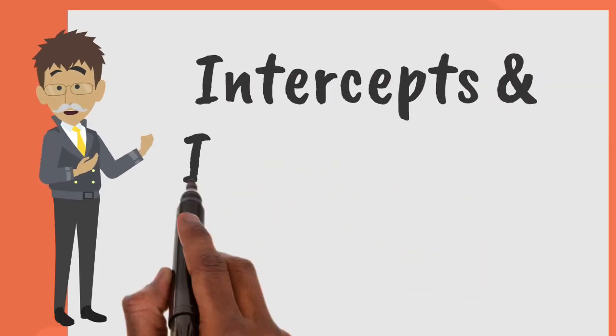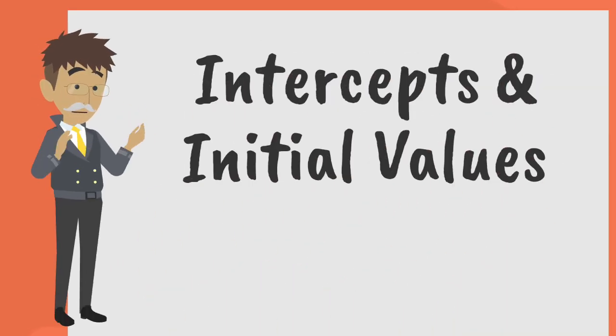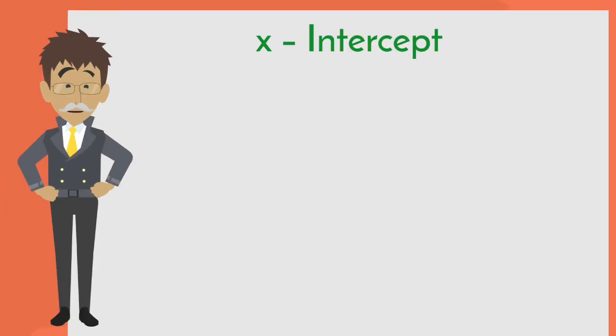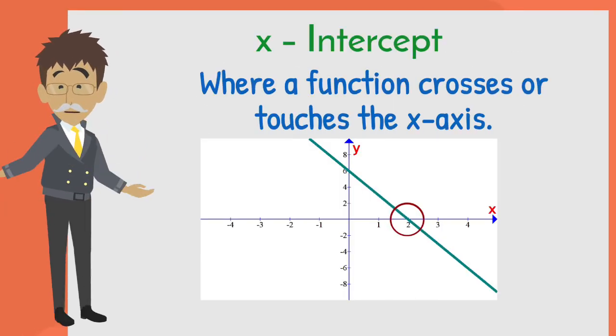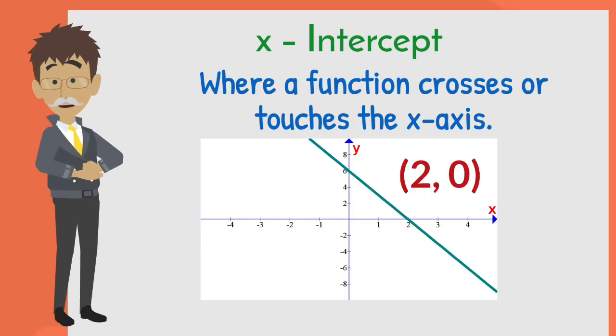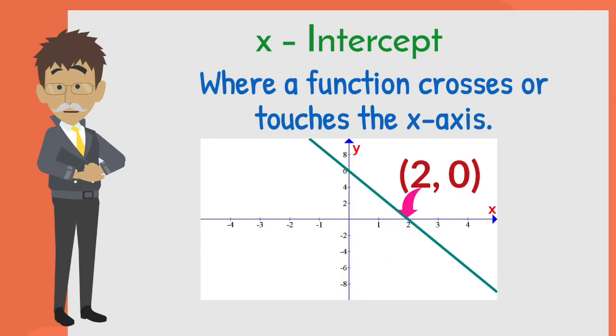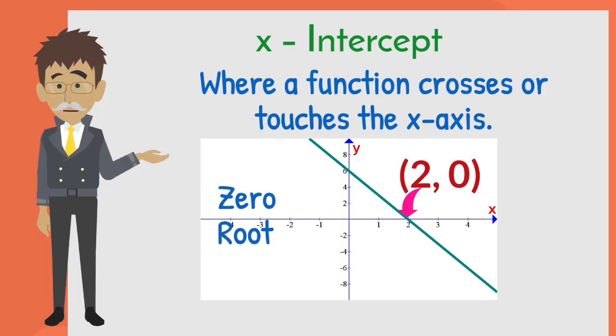Intercepts are the points where a graph touches the axes, often helping us identify starting values. X-intercept. Where a function crosses or touches the x-axis. It is represented by the coordinate (x, 0), where x is the x-intercept. It is also known as a zero, a root, or a solution of the function.